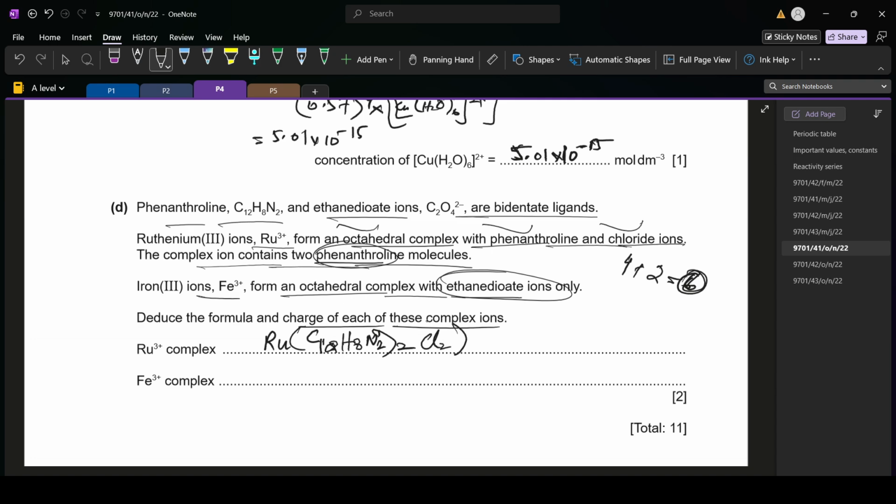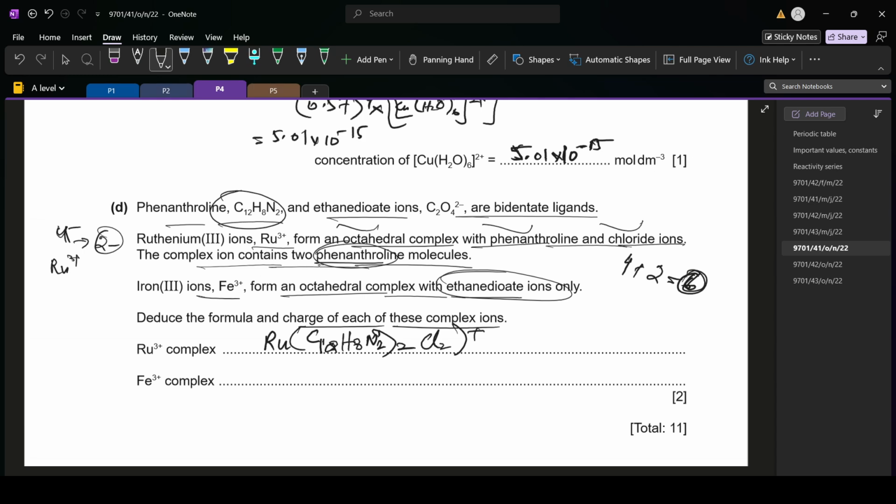And then what will be the overall charge? It is going to be +1. Why? Because there is no charge on this phenanthroline. You can see that. But the charge on chloride is 1 minus, and there are two chlorides. So the overall charge on chloride will be 2 minus, and the lithium has a charge of 3 plus. So the overall charge will be 1 plus.